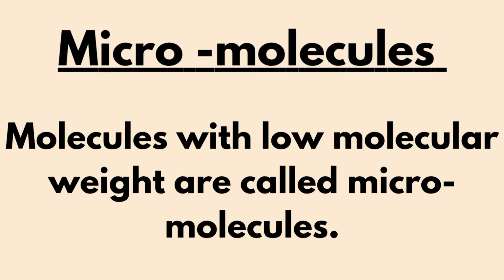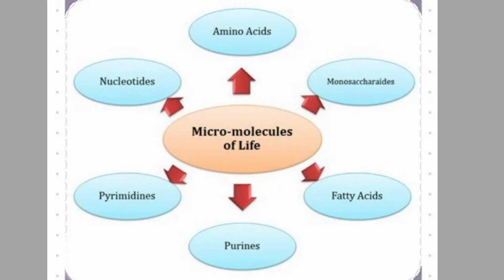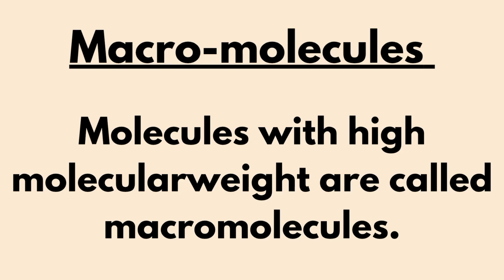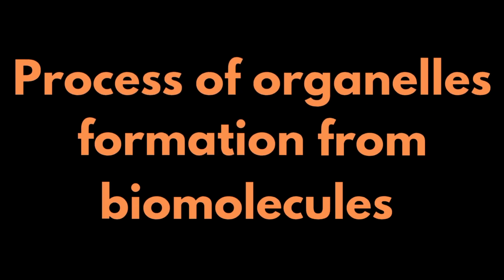First we look at what are micromolecules. Molecules with low molecular weight are called micromolecules. For example, amino acids, monosaccharides, fatty acids, purines, pyrimidines and nucleotides. What are macromolecules? Molecules with high molecular weight are called macromolecules. For example, carbohydrates, lipids, proteins, and nucleic acids. This is all about molecules.